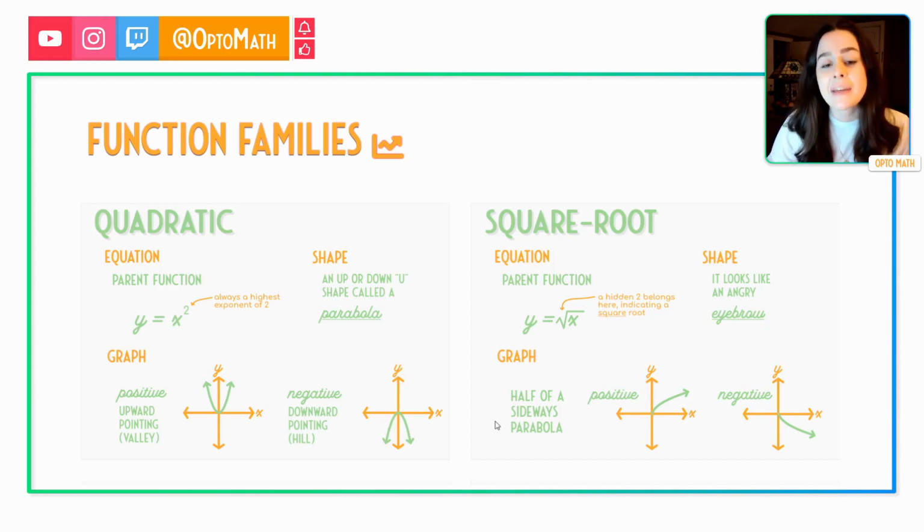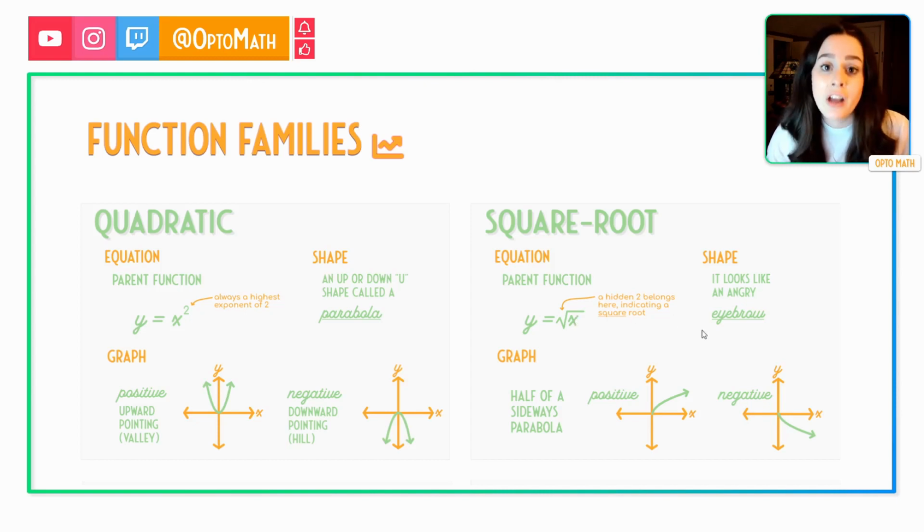Our next function family is square root. So you've got a root and you don't have any number written for the root, but if it's invisible, it's understood to be a 2. So it's called a square root, just like if you're squaring something that's an exponent of 2, like this quadratic. Square root would have a 2 as the root.